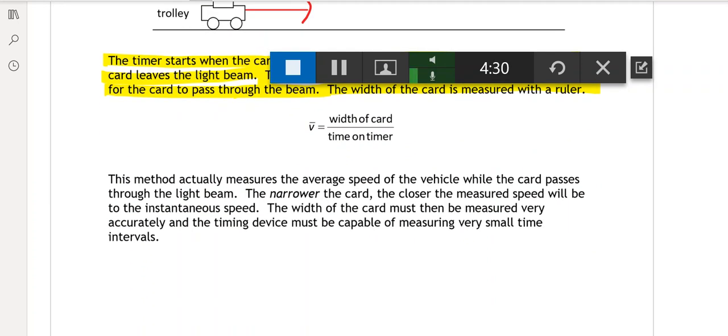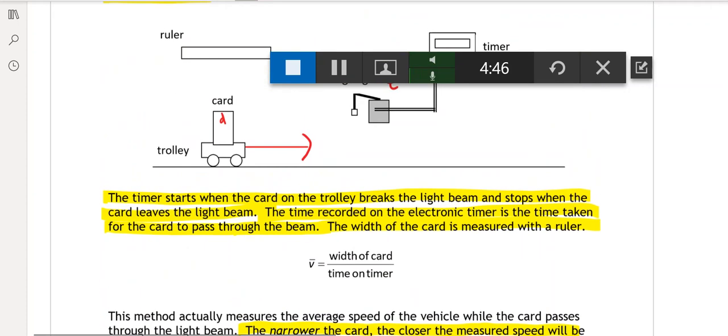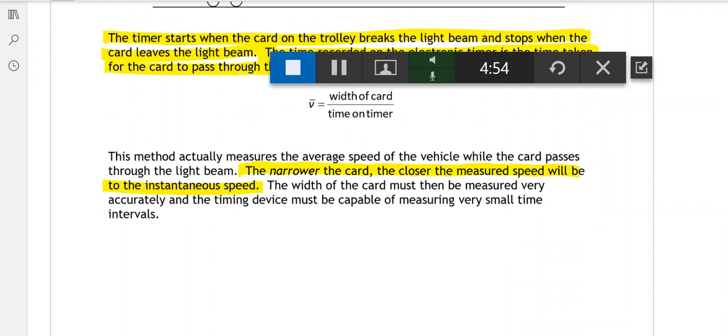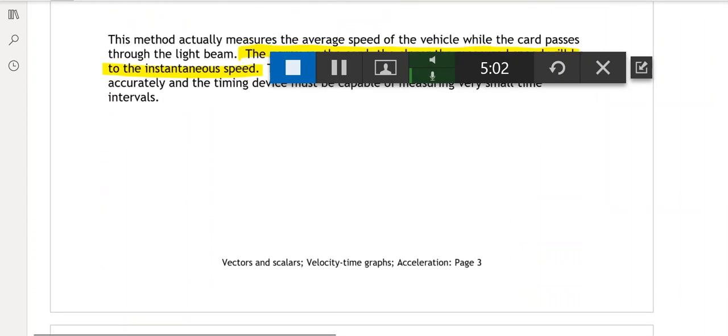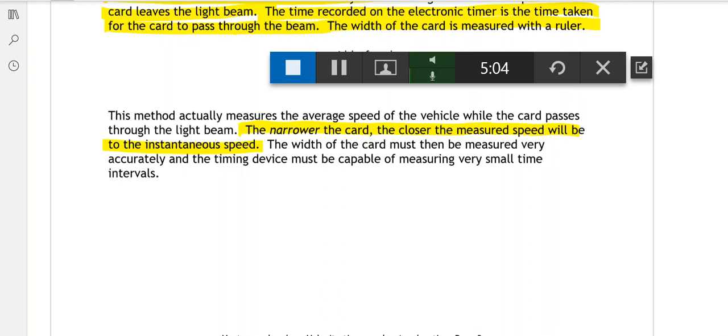As it says though, this does measure the average speed of the vehicle as the card passes through the light beam. The narrower the card, the closer the measure of speed will be to the instantaneous speed. So if we had a card which was 1 centimeter in width, then that would be a lot more accurate than this card, let's say, which we could give as 5 centimeters in width. We're trying to find the velocity of the point where the mass of the car goes through the light beam. The smaller we make that card, the closer to the true speed of the trolley we can actually calculate.